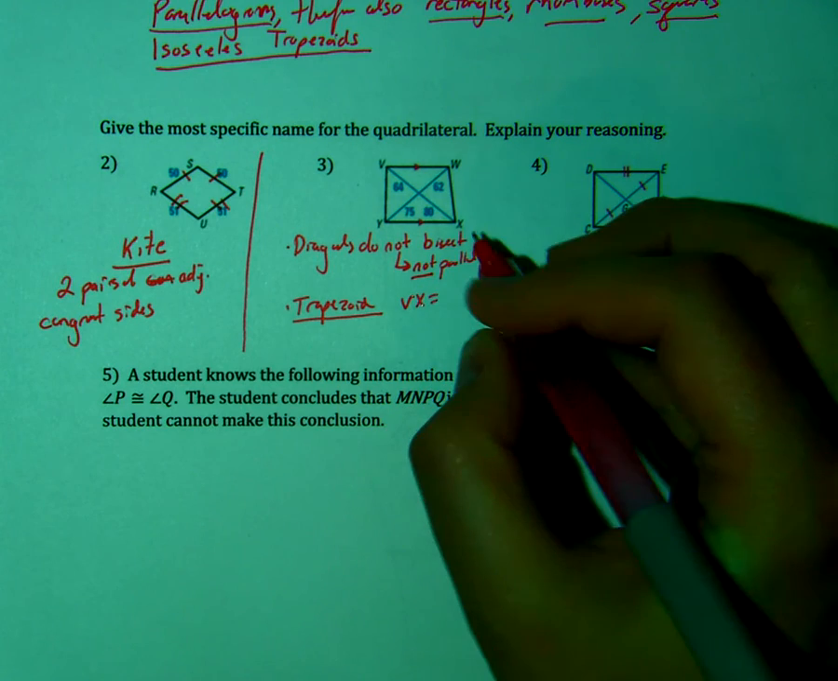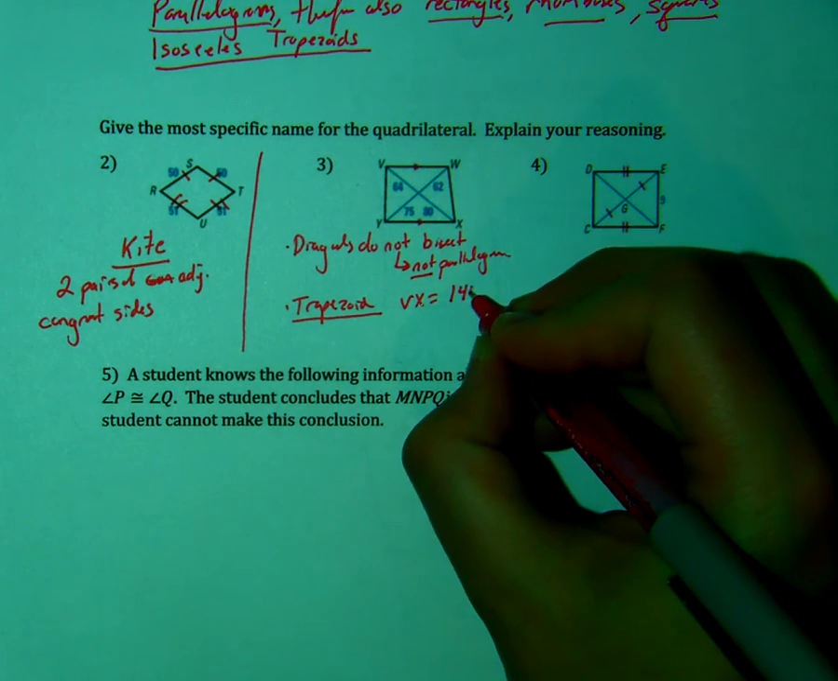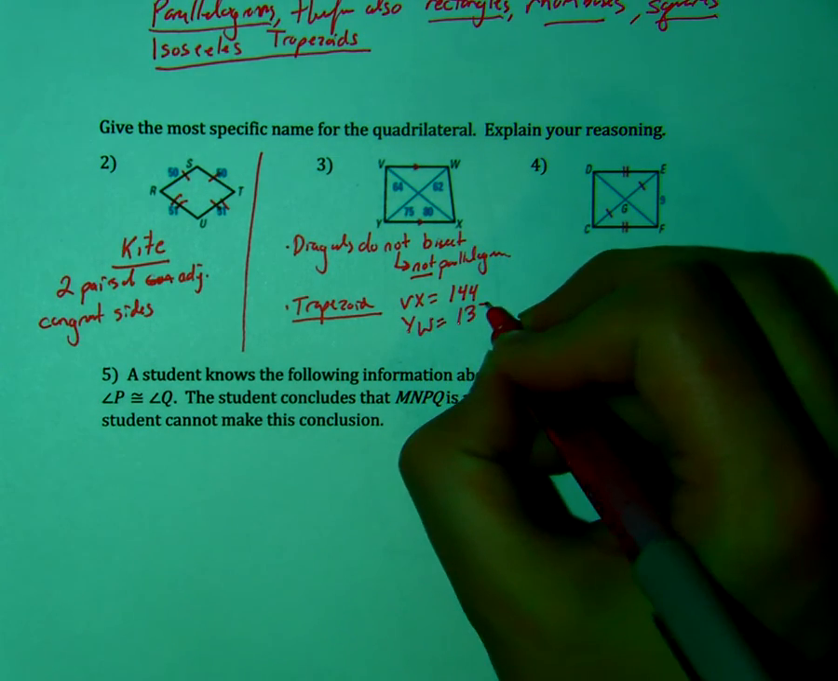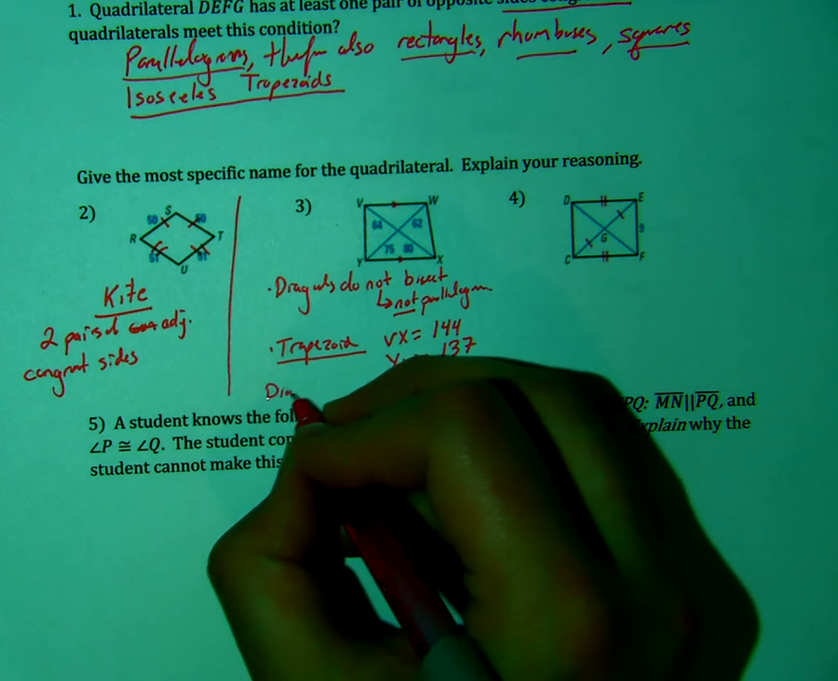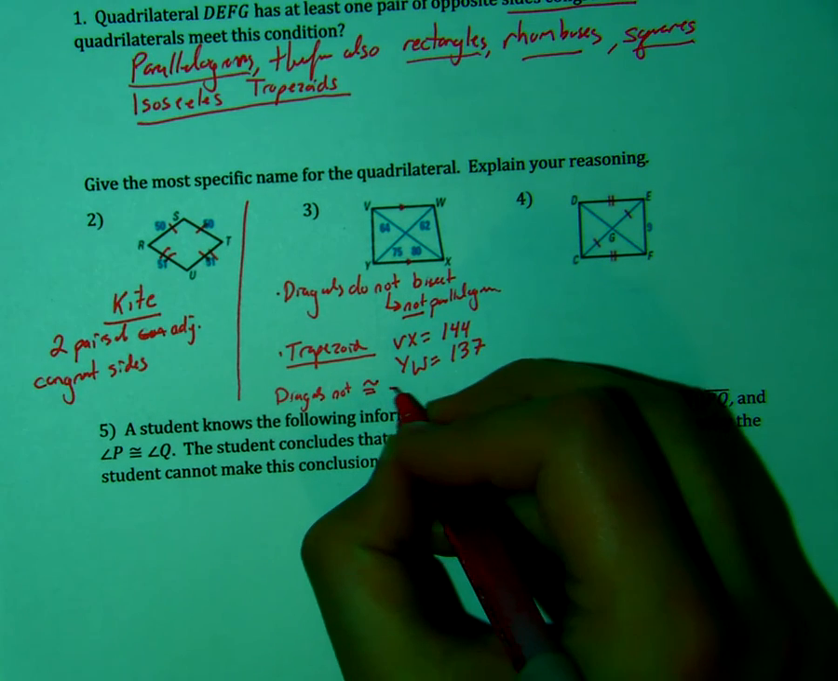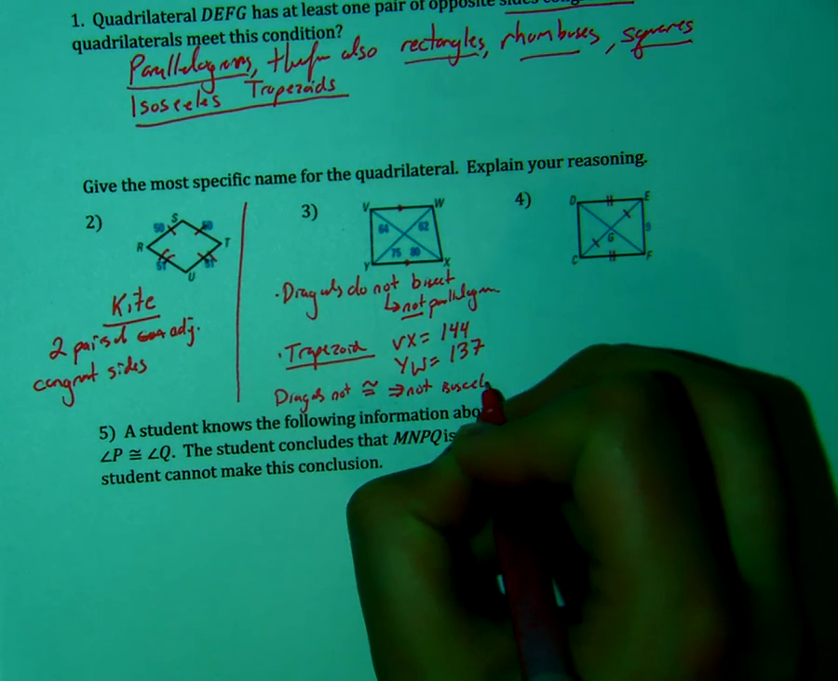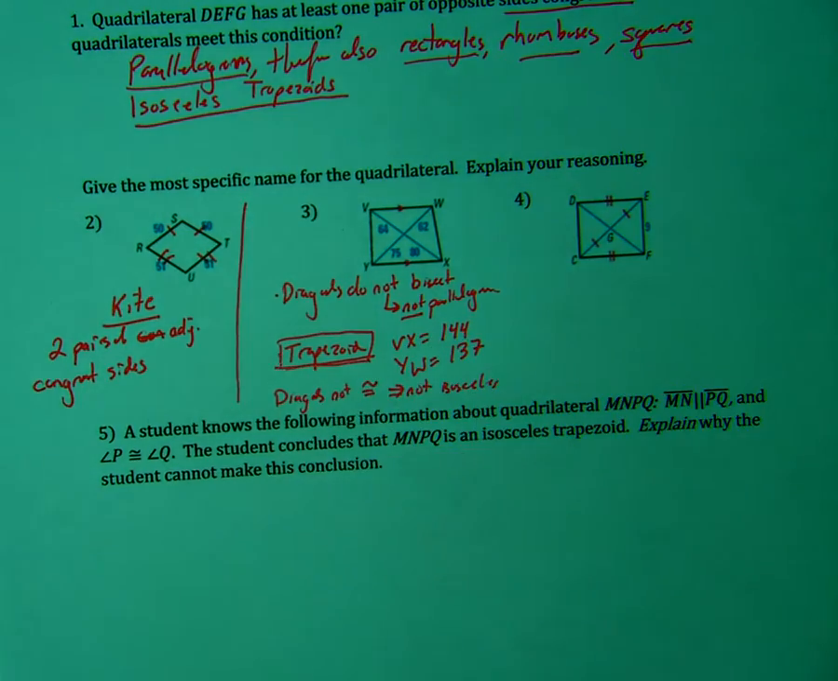So VX is equal to 144. YW is equal to 137. Okay, so the diagonals are not congruent. Therefore, it is not isosceles. So we're just going with a normal trapezoid.